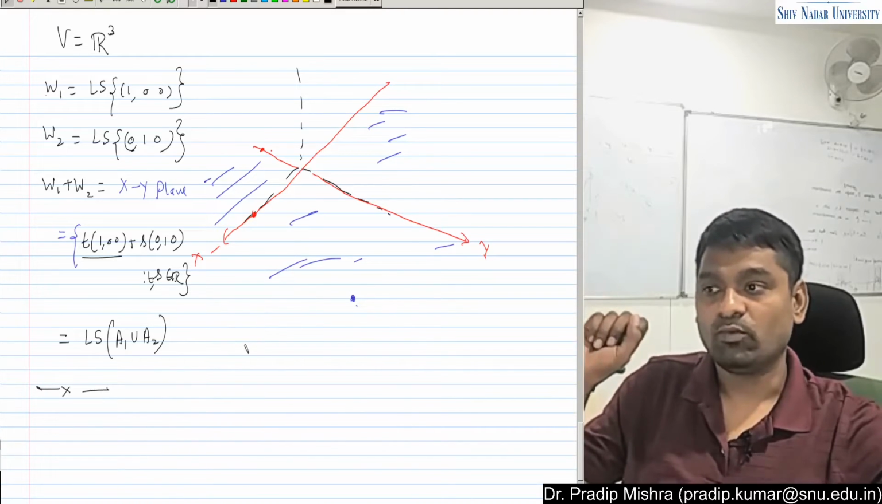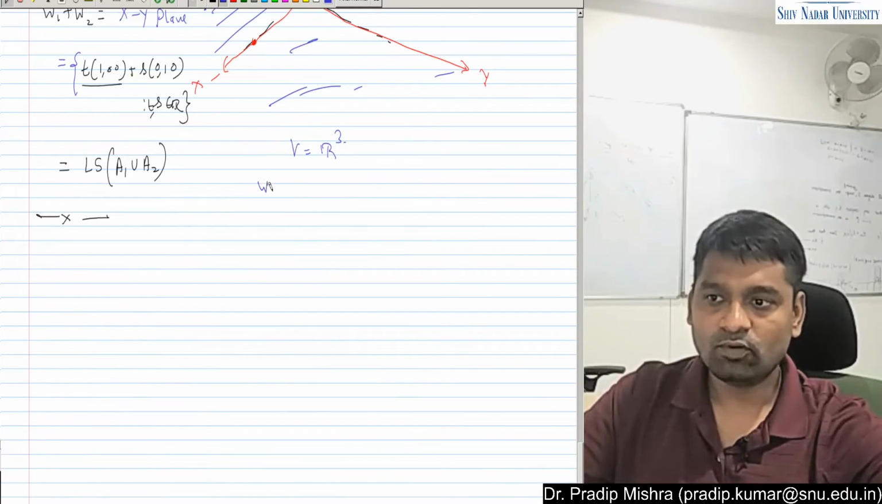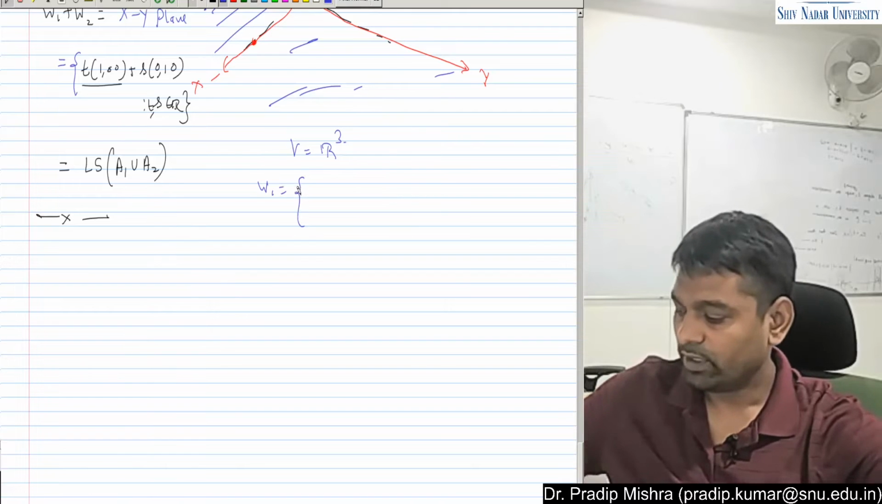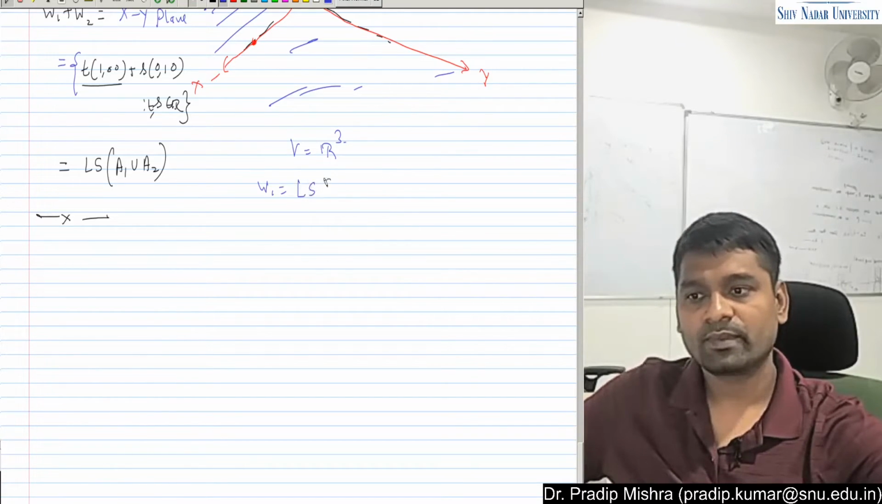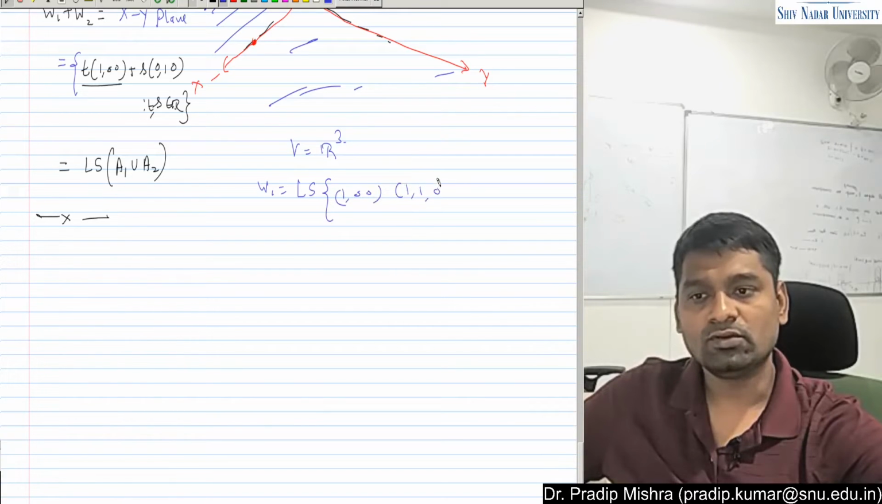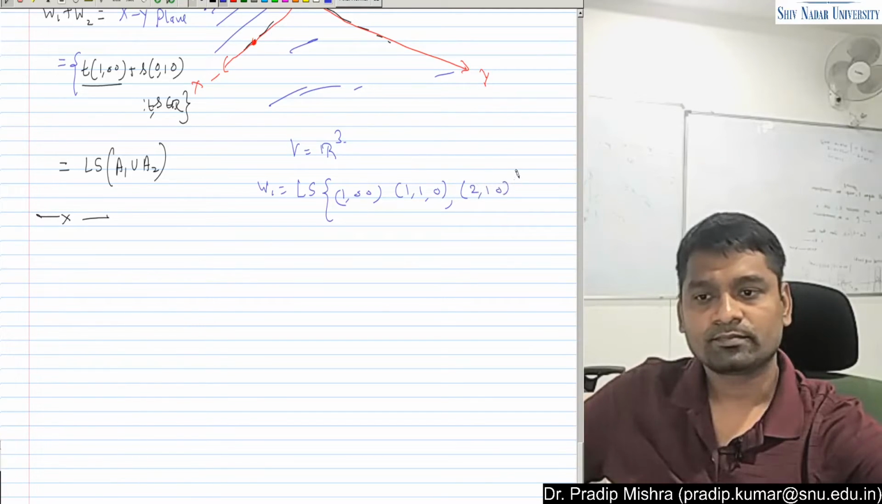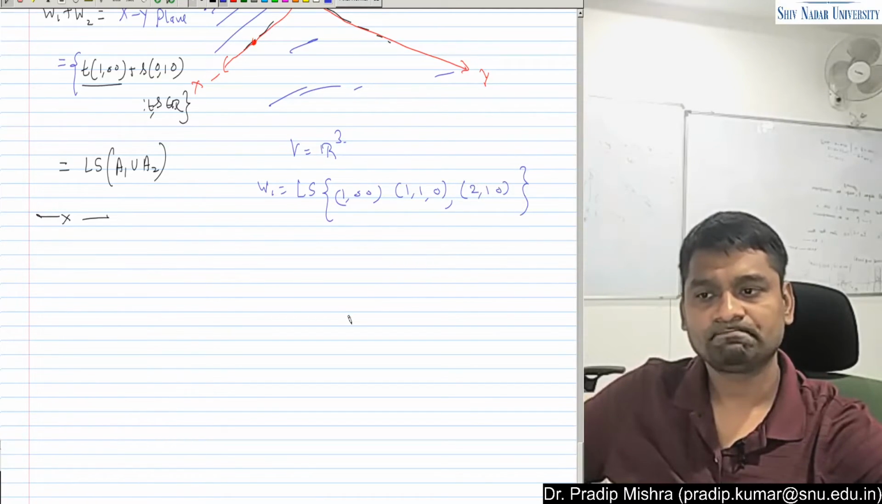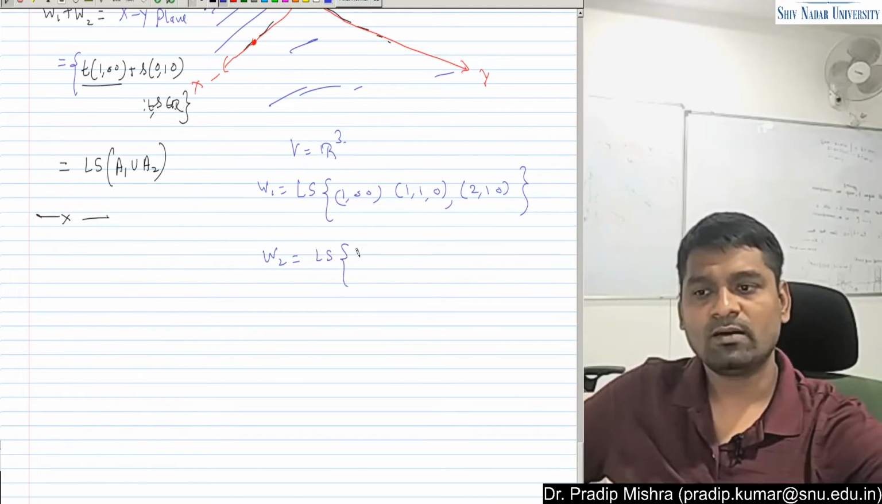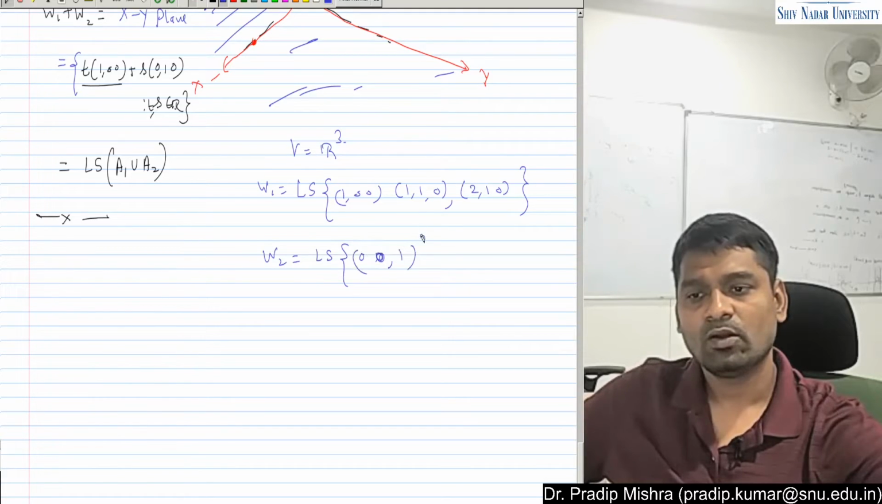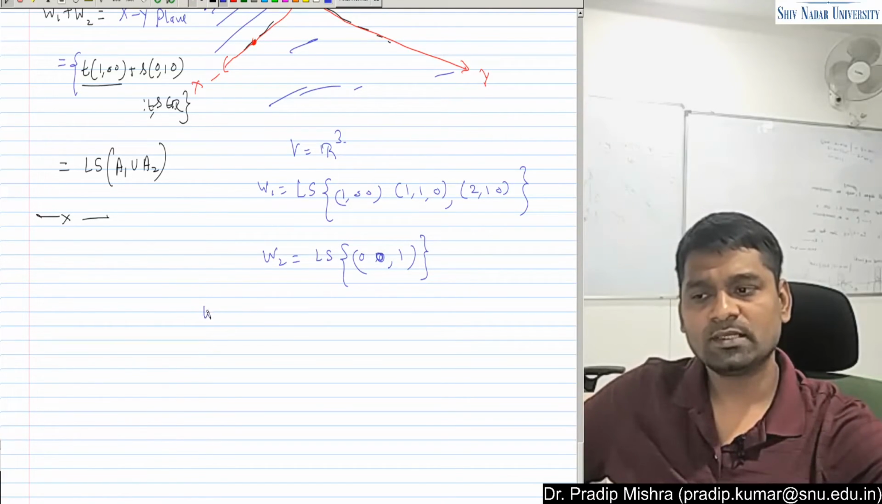Okay, let's do one more example. Let us take W1 equal to the linear span of (1, 0, 0), (1, 1, 0) and (2, 1, 0). Make a picture in your mind. What is that W1? And let me take W2 equal to the linear span of (0, 0, 1). What do you feel? What is W1 plus W2?